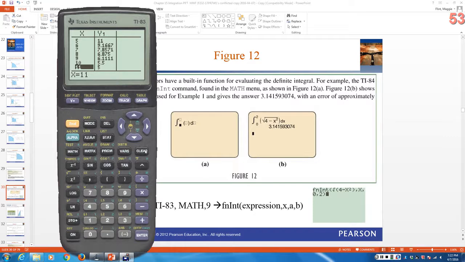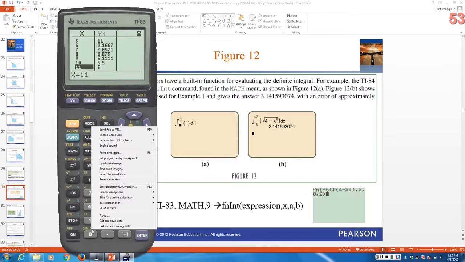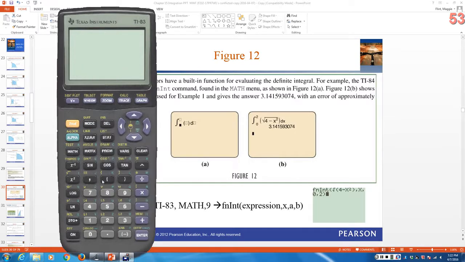And the calculator's broken. Okay, now it's fixed.